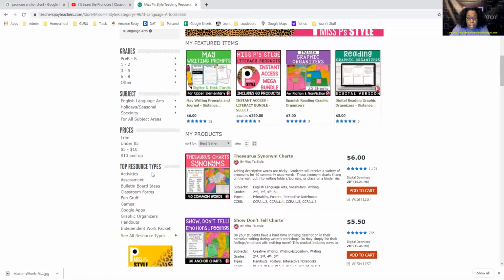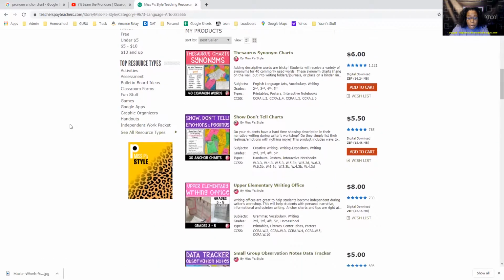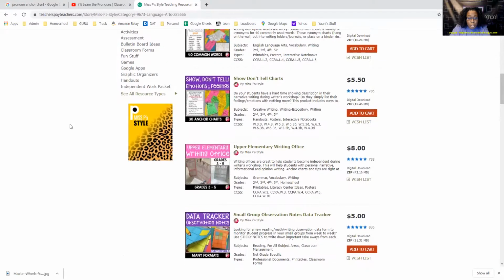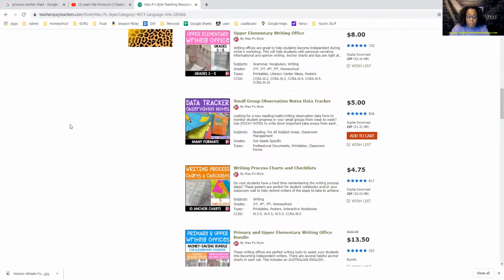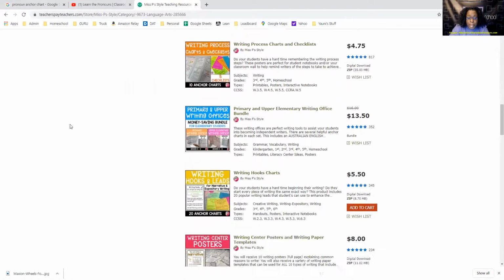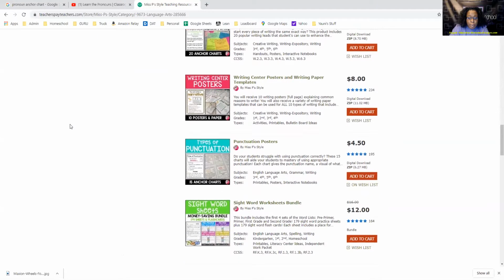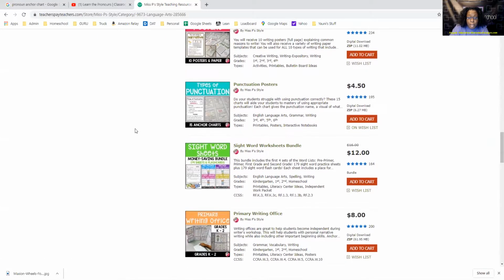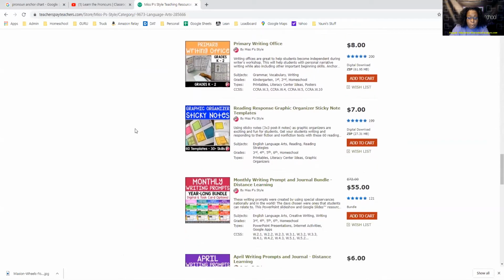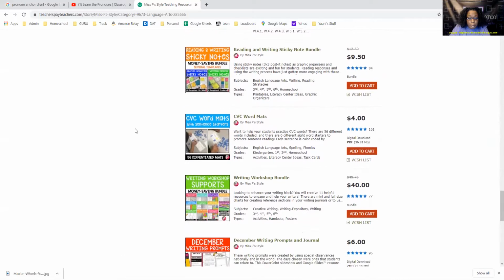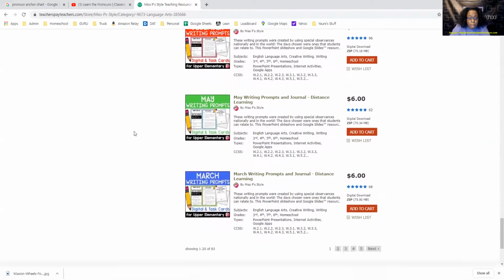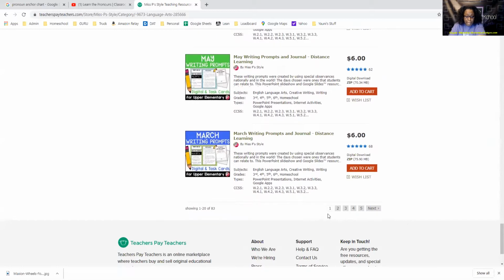Let's see. What does she have? So we're talking about synonyms, show, don't tell, emotions, upper elementary writing office, which is an amazing program, data tracker, writing charts. Okay, so I don't see anything about pronouns, but basically what I would go through here, I would go through here and see. So types of punctuation, if that's something that you're working on. Let's see. Y'all bear with me to see if she has anything. And she has tons of stuff, guys. Miss P is the bomb, like in real life.